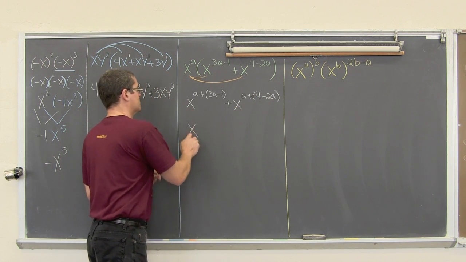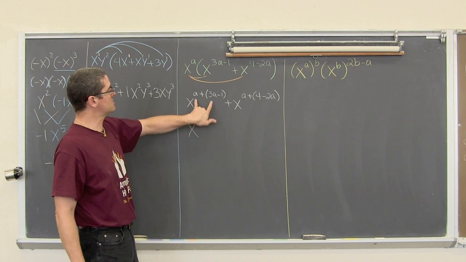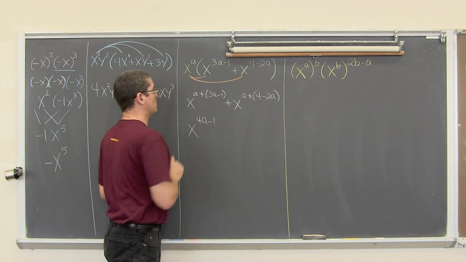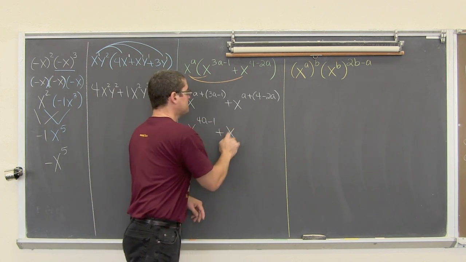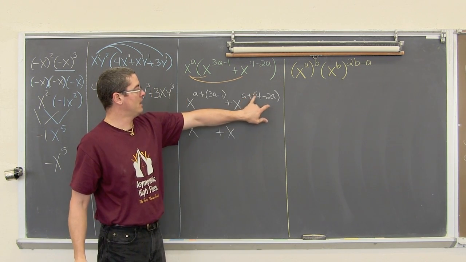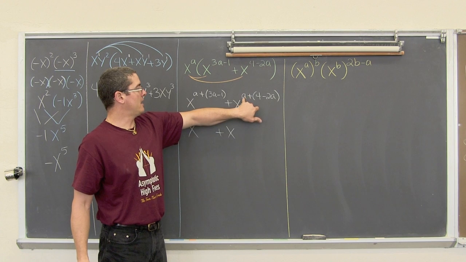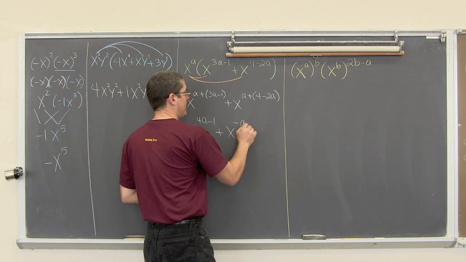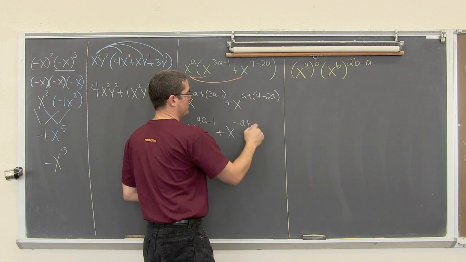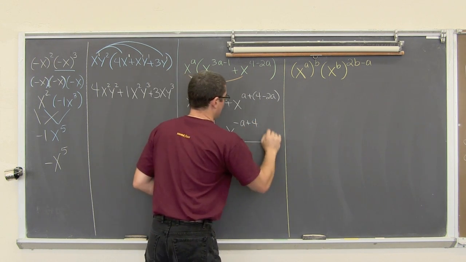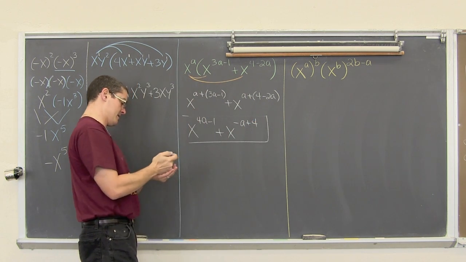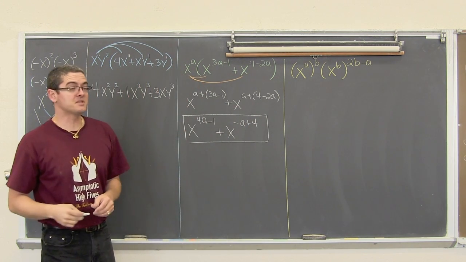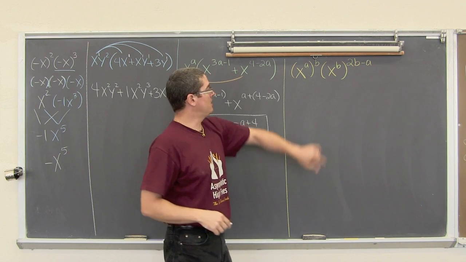X, okay, so we have x. What do we have in the exponent we can add? What like terms do we have? 1a plus 3a is 4a minus 1 plus x to the, let's see here, 4. That's a positive 4. A plus negative 2 is negative 1, so we have negative a, that's from a minus 2, plus 4. Now I'm not going to put these together because these are not like terms, so that problem's done.